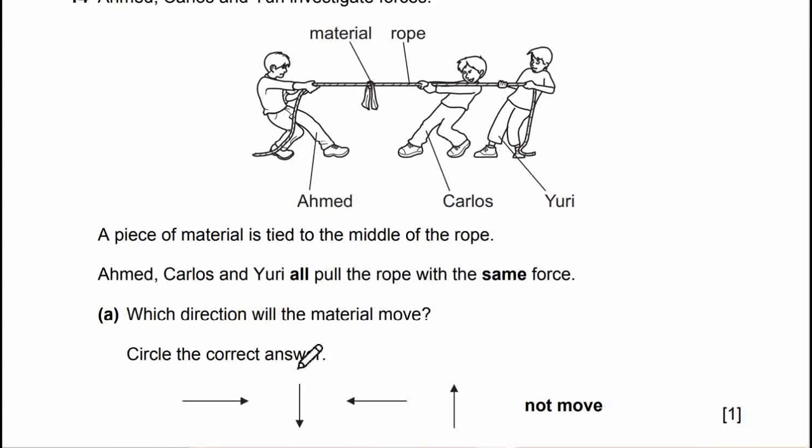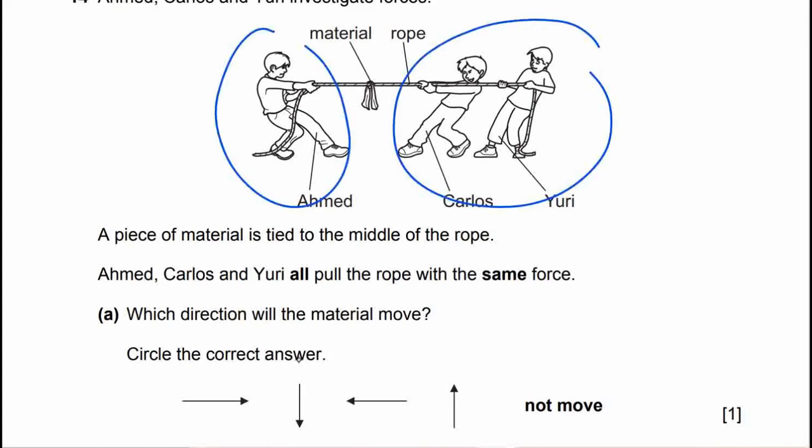Since there are two people on the right side and only one on the left side, there will be a greater force on the right, so of course it will move to the right. We circle this one, to the right.